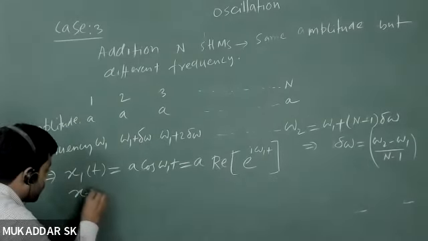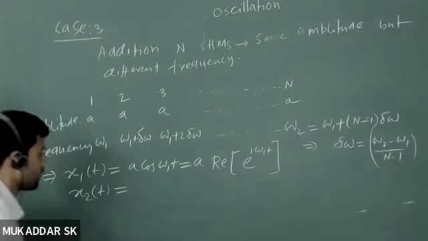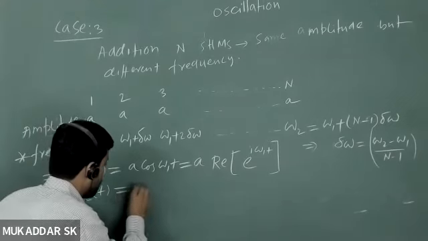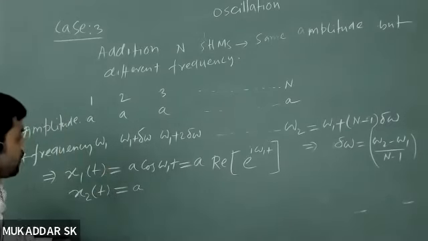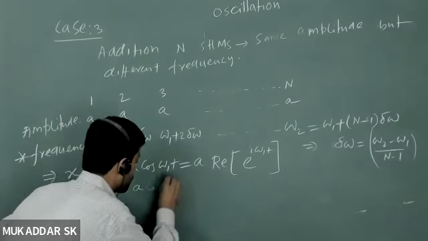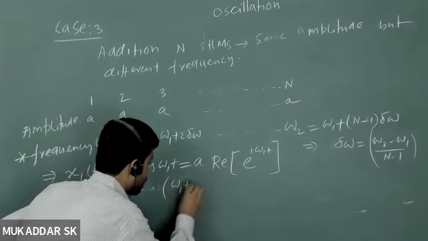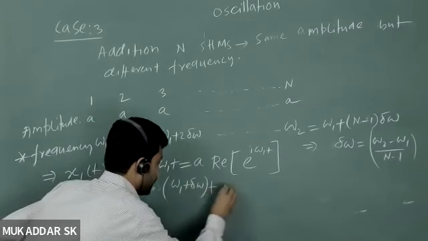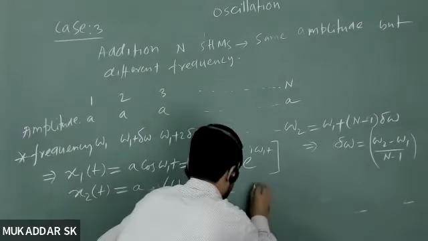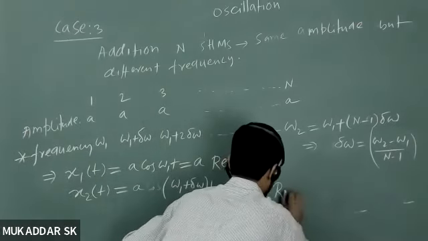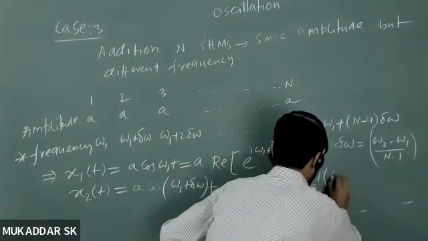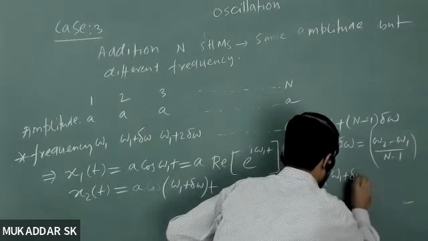Okay, then for oscillator number 2, x2(t), how will I represent this? The equation will become a cosine of (omega 1 plus delta omega) into t, right? So I can represent it as a times the real part of exponential i (omega 1 plus delta omega) into t.